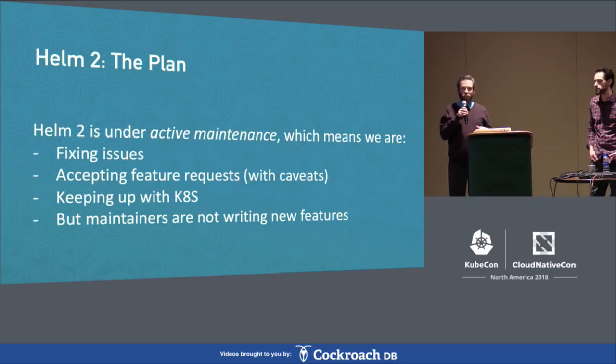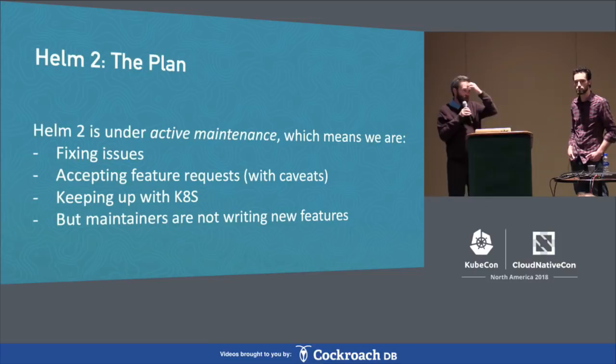So the best thing to do if you're planning a large feature would be to show up to the dev call on Thursday and say, hey, I've got this idea for a feature. How might this fit in with the Helm roadmap? That might help you avoid a couple of late night coding sessions and disappointment if the PR doesn't get accepted. We have also committed to keeping up with Kubernetes.